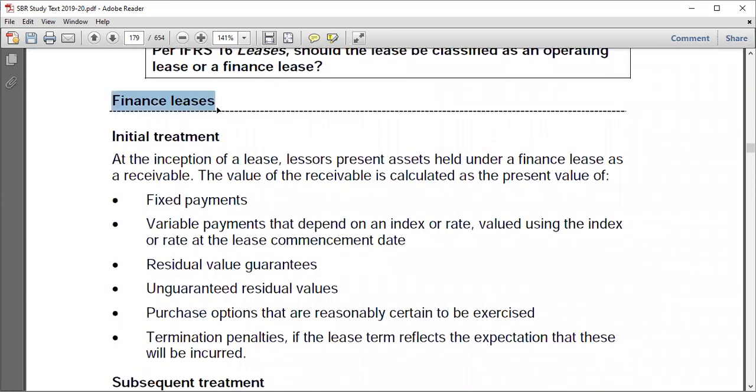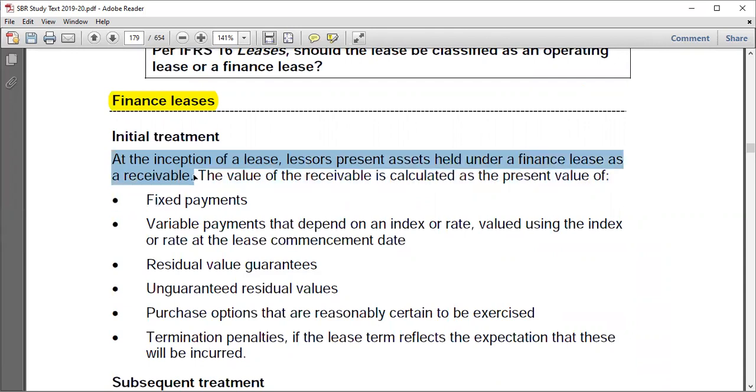Now, how do we deal with a finance lease? It's nothing much more. We have already spoken a lot about this under lease accounting. Initial treatment: how do we deal with the initial treatment? At the inception or commencement of the lease, lessors present the assets held under a finance lease as a receivable. This is what we do.